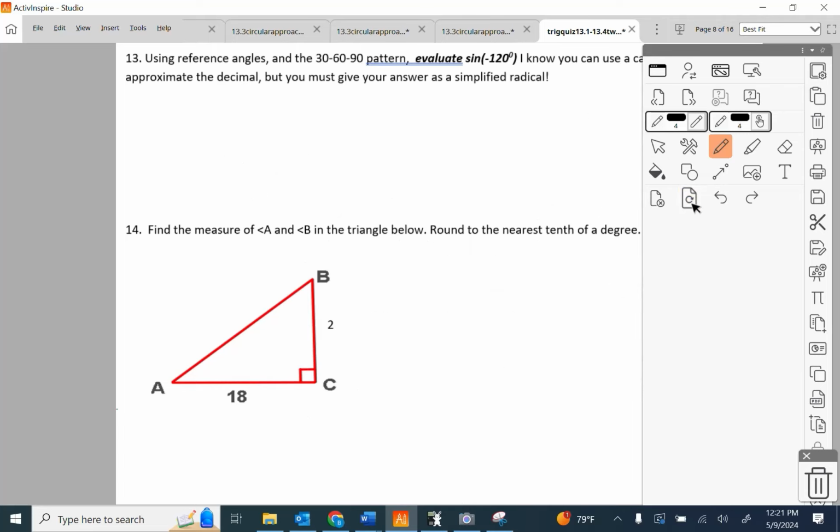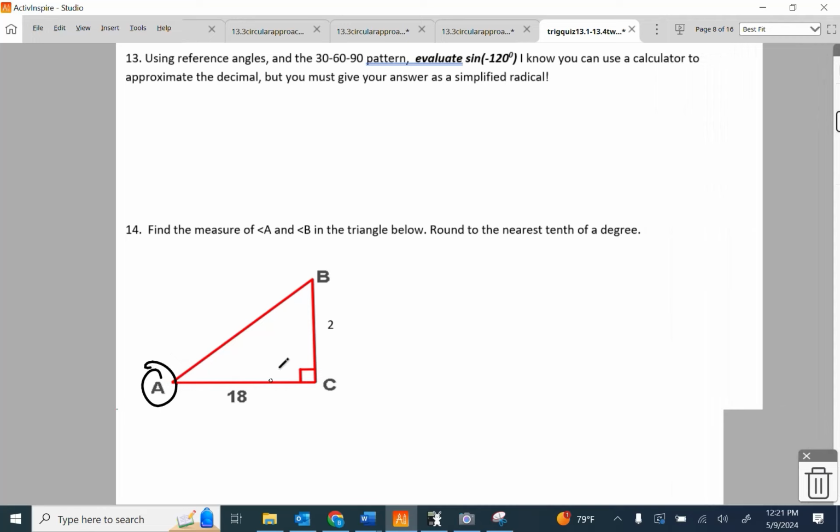Find the measure of angle A and B in the triangle below. Round to the nearest tenth of a degree. All you do is you think, here's A. This one will be adjacent. This one will be opposite. So I know that the tangent of angle A is going to be 2 over 18, which means that the measure of angle A is the arctangent of 2/18.